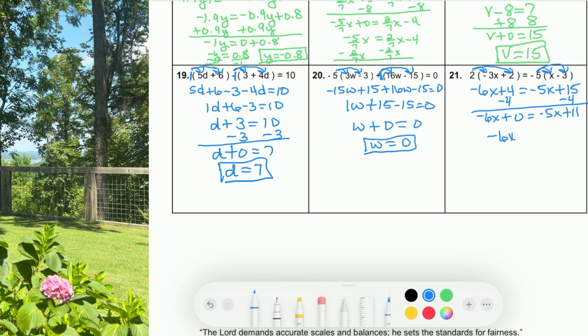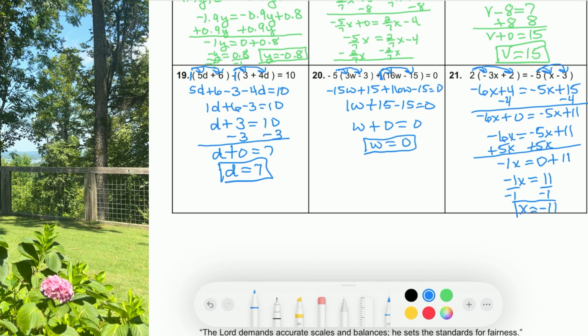Rewrite that. Now I'm going to add 5x to both sides. Get our x's together. I end up with a negative 1x equals 0 plus 11. So negative 1x equals 11. I can't leave it negative, so I'm going to divide by negative 1, divide by negative 1. So x equals negative 11.